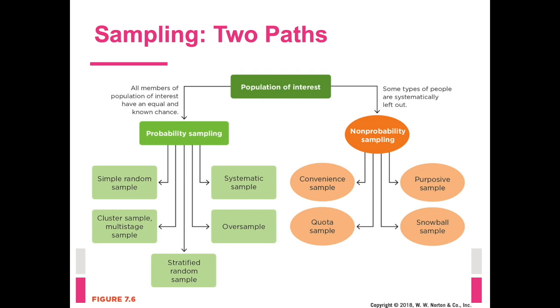So I like this graph. This is one to use to remind yourself of the different types of sampling. So over here, probability sampling, all members of the population have an equal and known chance. Population where you're doing non-probability sampling, some types of people are going to be systematically left out. So you got these 4 for non-probability and these 5 for the probability.